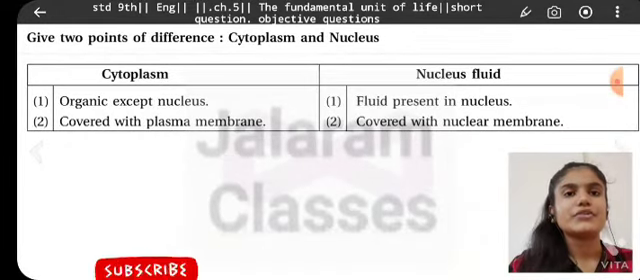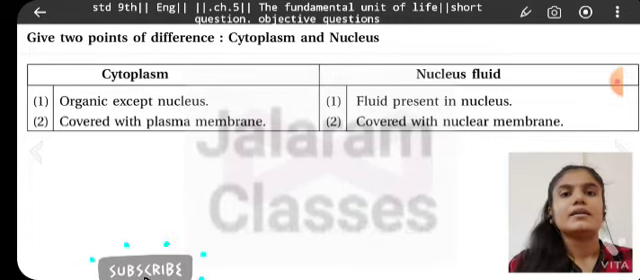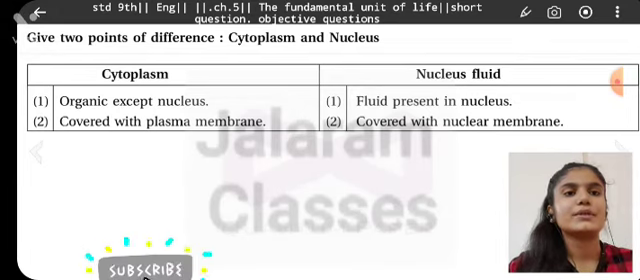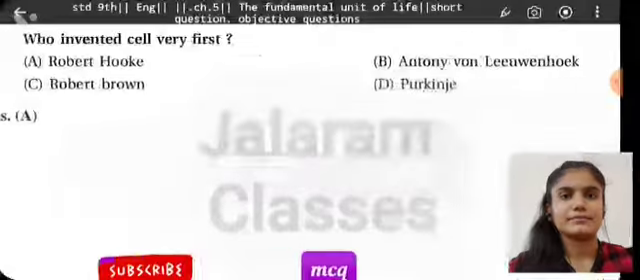Give 2 points of difference, cytoplasm and nucleus. Cytoplasm is the fluid present in the cell except the nucleus, and nucleus fluid is the fluid present in the nucleus. Cytoplasm is covered with the plasma membrane and nucleus fluid is covered with the nuclear membrane.